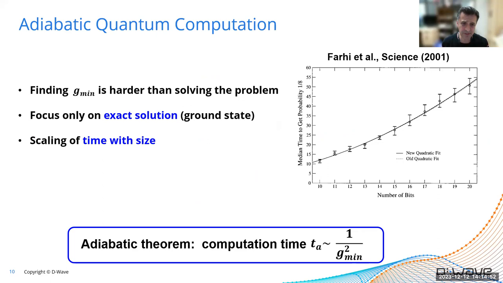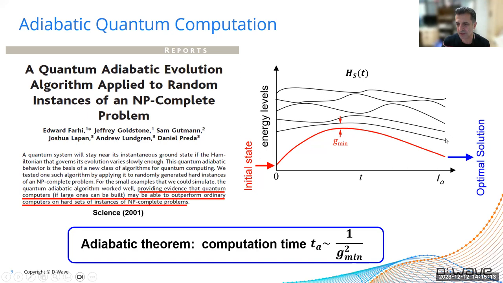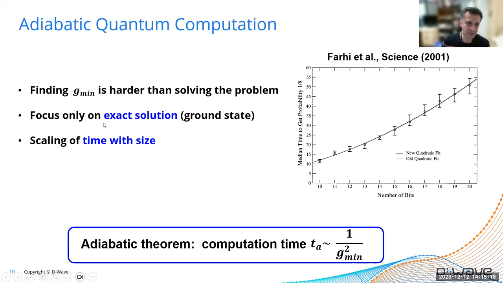But what I want to emphasize is there are two characteristics of this work that are very important. One of them is it looks at exact solutions and not approximate solutions. So this is a way to only reach the exact solution, and for approximate solutions, you cannot say much. The other important point about this work is that because it emerged from the quantum computing community, which is more focused on complexity, all they cared about is the scaling of time with size, whether it's polynomial or exponential.